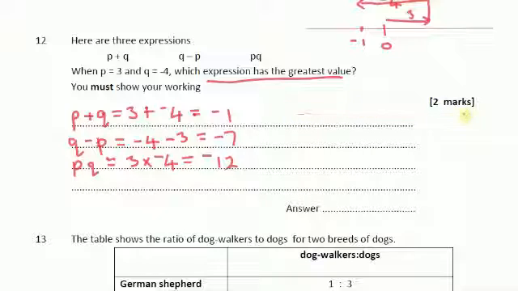And if we mark 0 somewhere, over there, then -1 means 1 step to the left of 0. -7 is 7 steps to the left, or 7 units to the left of 0. And -12 is 12 units to the left of 0. And we can see that the greatest means the one which is furthest to the right, which out of those three is -1. So -1, or as I should say, P plus Q.